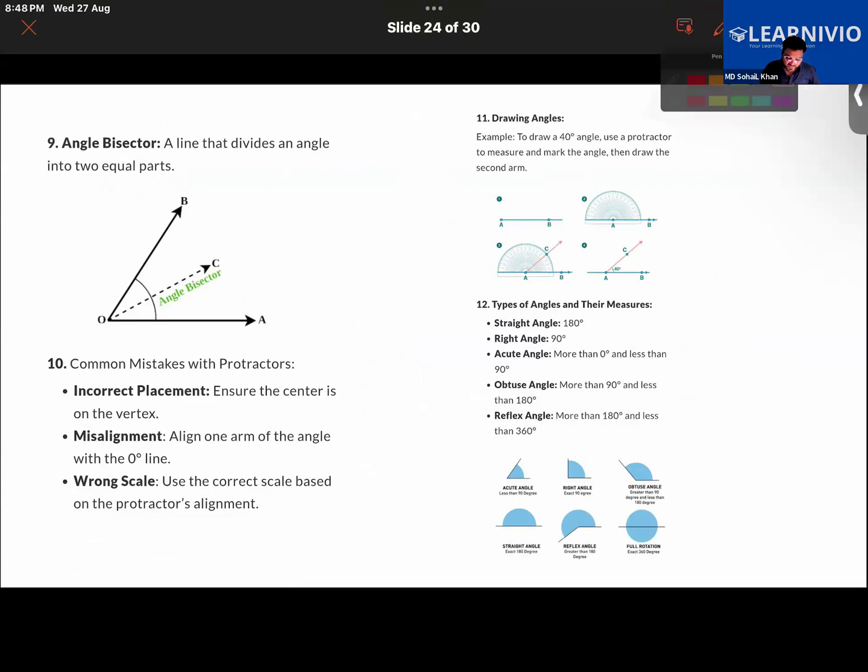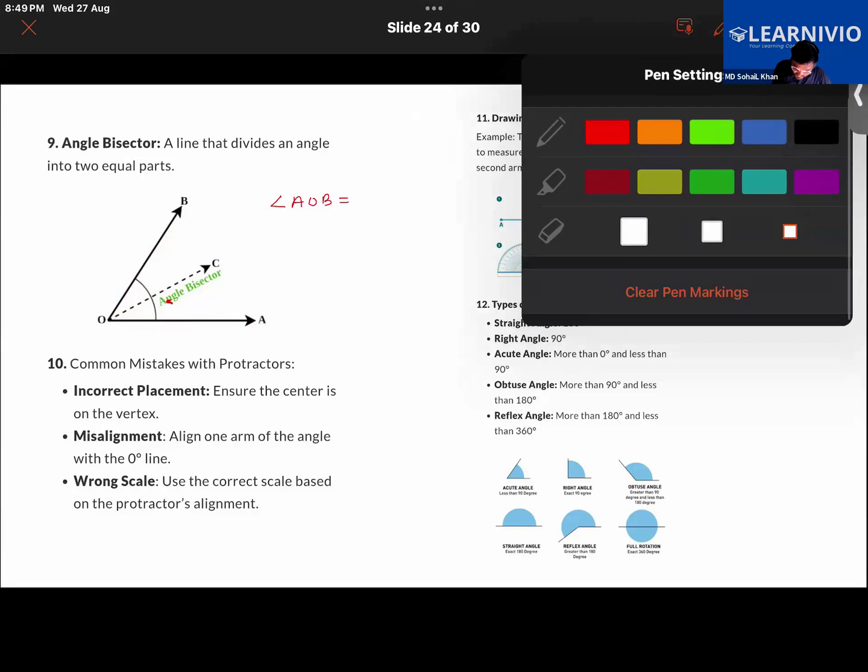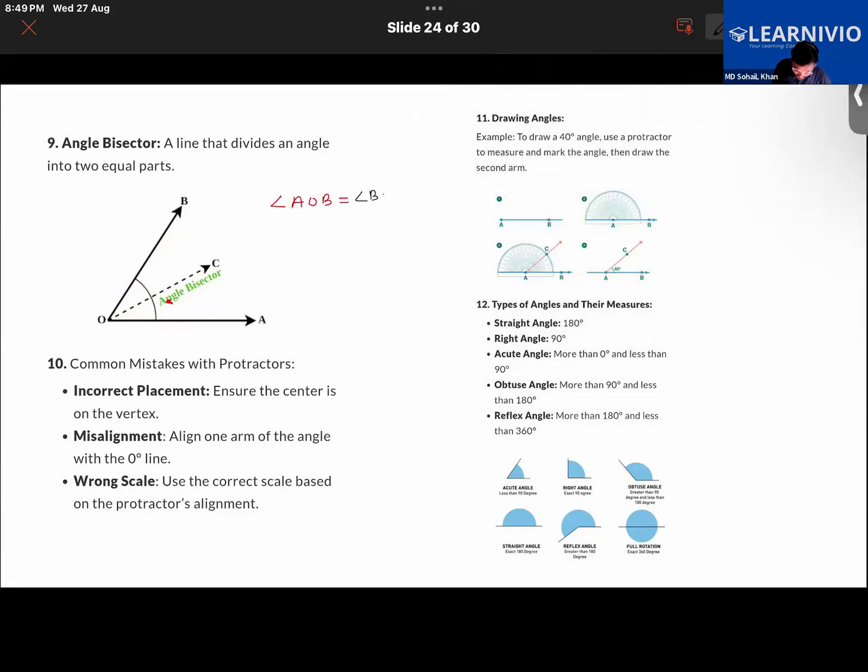Further, we learned about the concept of angle bisector. An angle bisector is simply a line or a ray that divides an angle into 2 equal parts. Like this is a ray that is going to divide the angle BOA or angle AOB into 2 equal halves, such that angle AOB will be equal to the sum of angle COB plus angle COA. Or for convenience, you can write it that is angle BOC plus angle AOC.